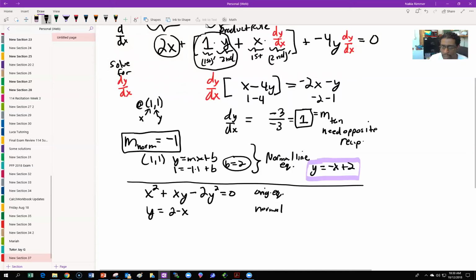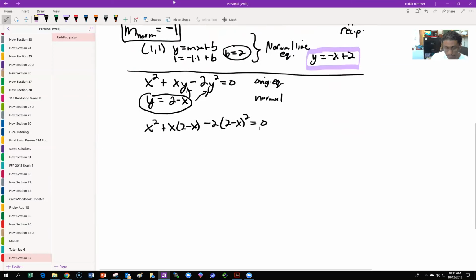Normally we do some kind of elimination, but with all these squares, it's not linear. So what we're going to do is substitution. Replace y with 2 minus x, and solve both simultaneously to find out where they intersect. We'll have x squared plus x times (2 minus x) minus 2 times (2 minus x) quantity squared equals 0. So we'll have x squared plus 2x minus x squared. They cancel out. Now when you square 2 minus x, you'll get 4 minus 4x plus x squared.